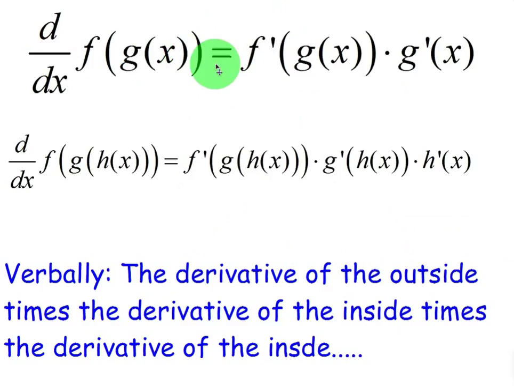Usually you just have 2 or 3 layers. You can do infinitely many layers. You can do 4, 5, or 6. But when you have 2 layers, let's say you have g of x inside of f of x, here's the rule. You do f prime of g of x.